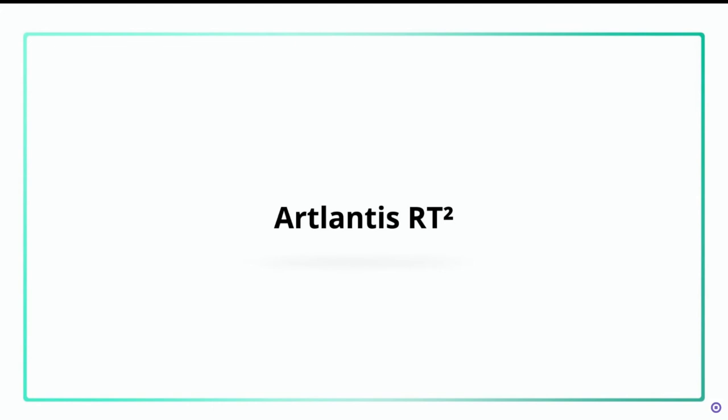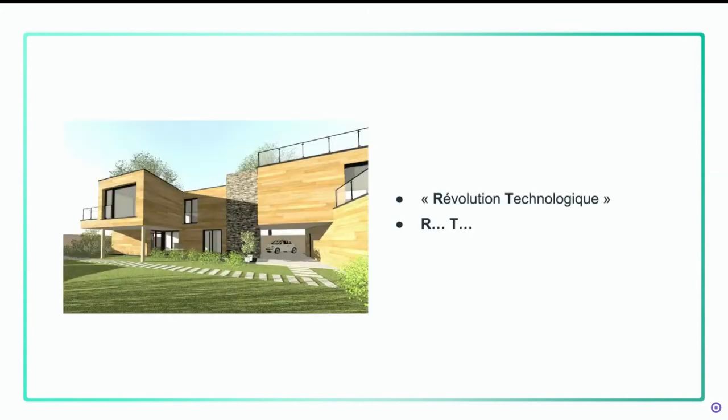So why do we choose this name? It's very easy. It's in French, we choose RT for Révolution technologique. It means technical revolution in English, because we create this Artlantis RT² from scratch, as I told you before, by using a total new engine. To go on, we'll take a few minutes to speak about the market of rendering solution.